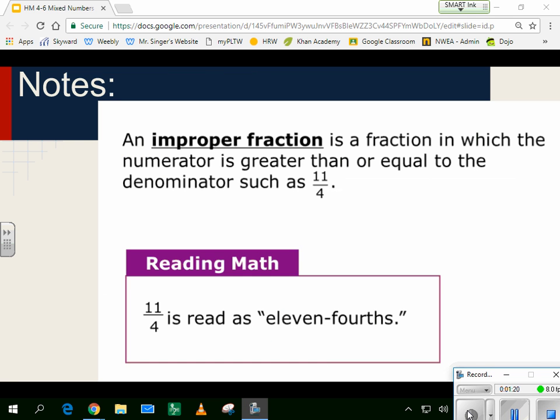All right, the first set of notes I want to have you write down is the definition of an improper fraction. Now, what is an improper fraction? Well, im means not, so it's not proper. It's a fraction in which the numerator is greater or equal to the denominator. So the example we have here is 11/4. 11 is bigger than 4. That seems odd. Usually your numerator is smaller than your denominator, so this would mean that this needs to be simplified, different than what we learned about last lesson.